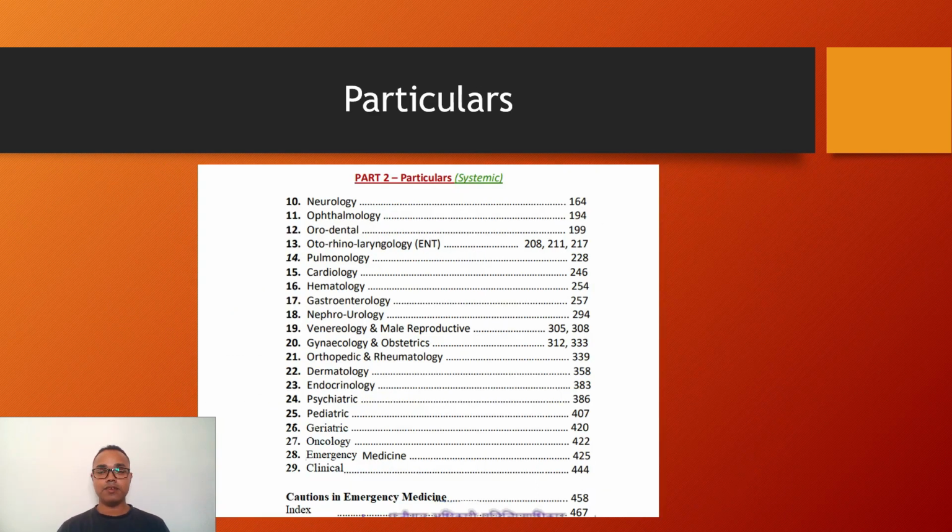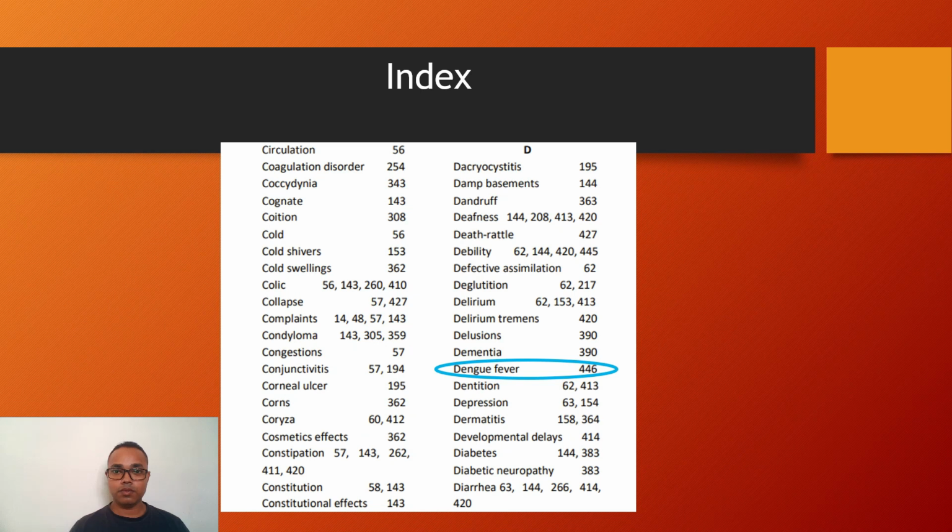Let's start rubric hunting for dengue fever. Now open the contents page and go to the part 2 systemic or particulars section, then choose chapter number 29, clinical. But why the clinical chapter? Because all bedside clinical findings and communicable diseases are mentioned here. Now open page number 444 for the clinical chapter, then search alphabetically, or you can go through the index which starts from page number 467 and search alphabetically for dengue fever. It's present on page number 446.